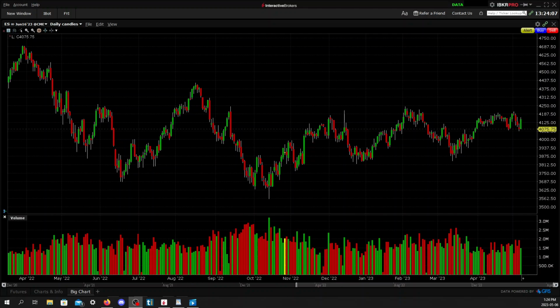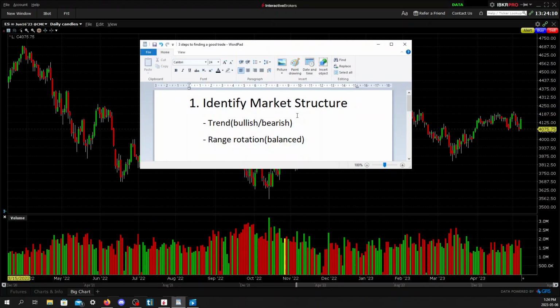So the first step I look for here is identifying the market structure. This is very crucial because if you don't know what the market structure is telling you, you basically are trading blind and shooting from the hip. So what is market structure? It's going to tell you whether the market is trending in a bullish trend or in a bearish trend, or whether the market is in a range and rotating back and forth, which we call balanced.